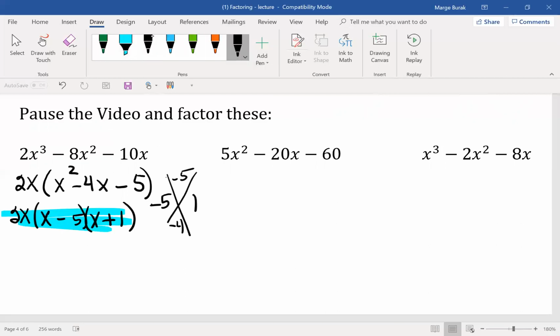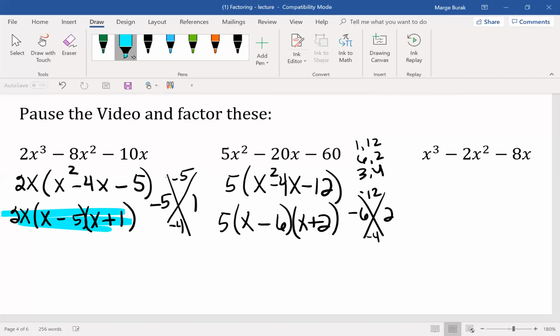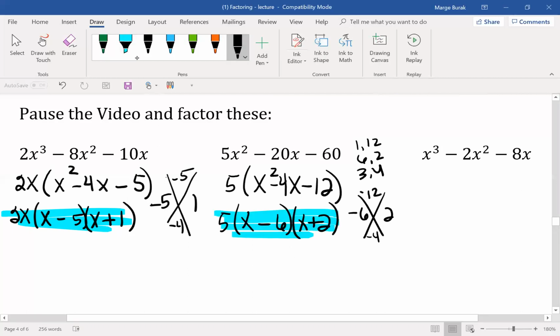Okay, let's try this one. Oh, they all have a 5. X squared minus 4x minus 12. Well, 12 can either be 1 times 12, 6 times 2, or 3 times 4. I'm going with the 6 and the 2, right? It's -12 and -4. So which one's negative? The largest one. So I'm left with the 5, x times x, 6 times 2, and negative and positive. So there we go. All right, and we'll try the last one.